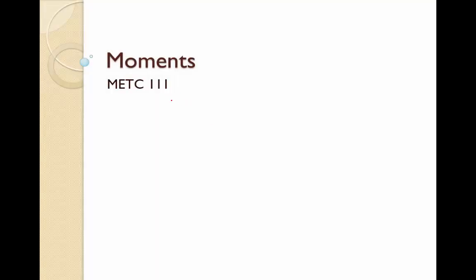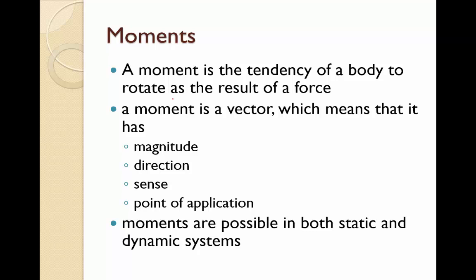So today we're going to be discussing moments. A moment is the tendency of a body to rotate as a result of a force. A moment is a vector, which means that it has the four attributes we've already discussed: magnitude, direction, sense, and point of application. Moments are possible in both static and dynamic systems.